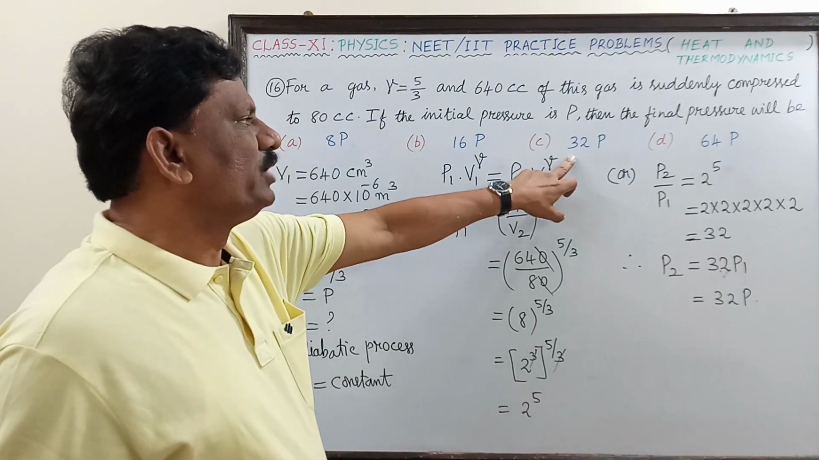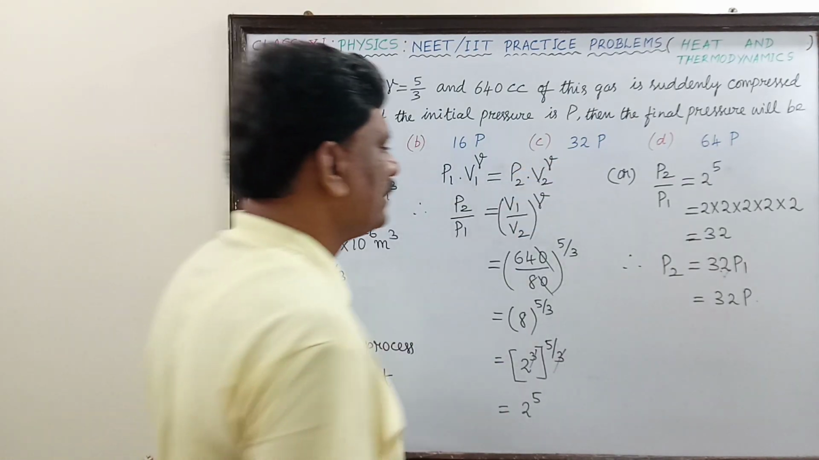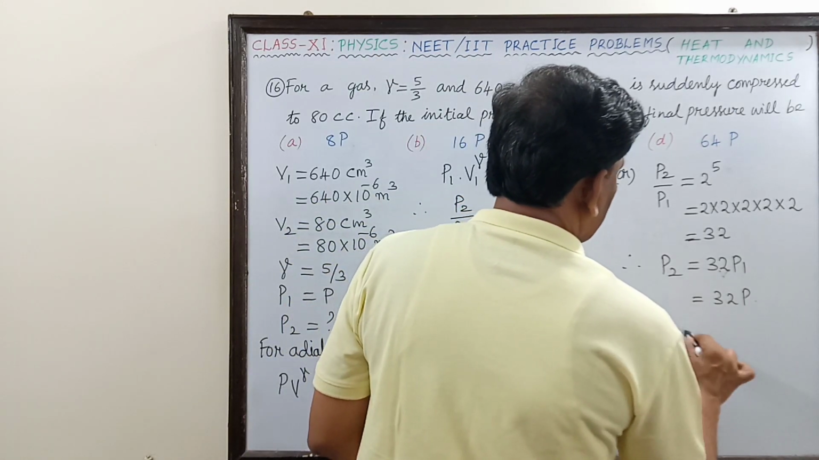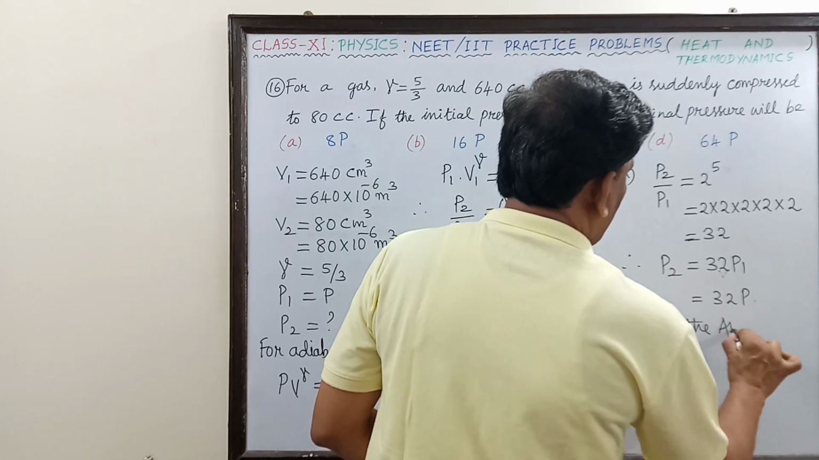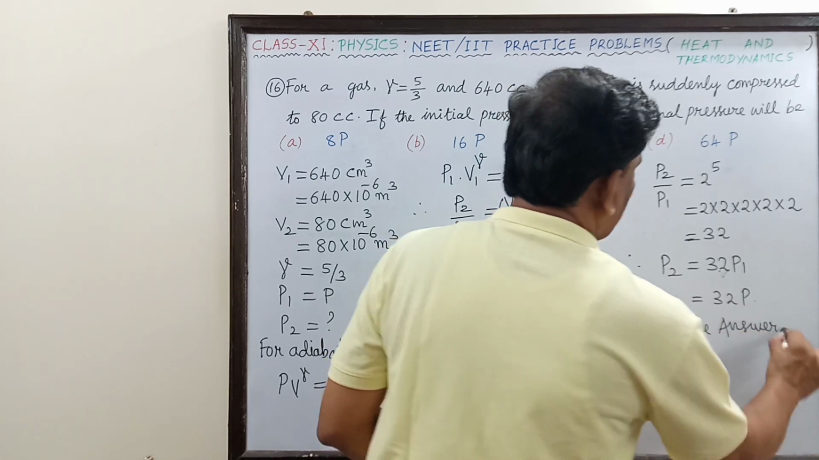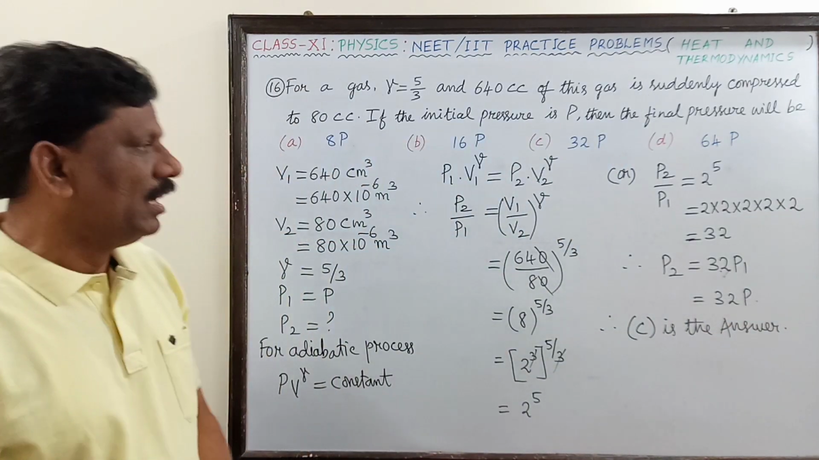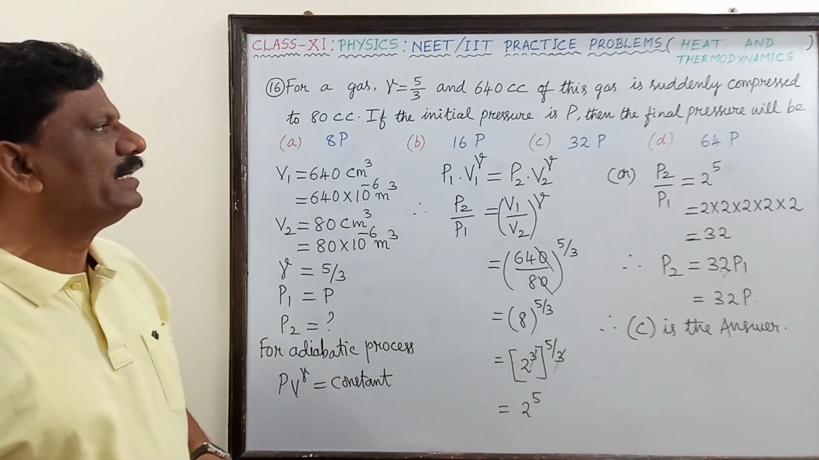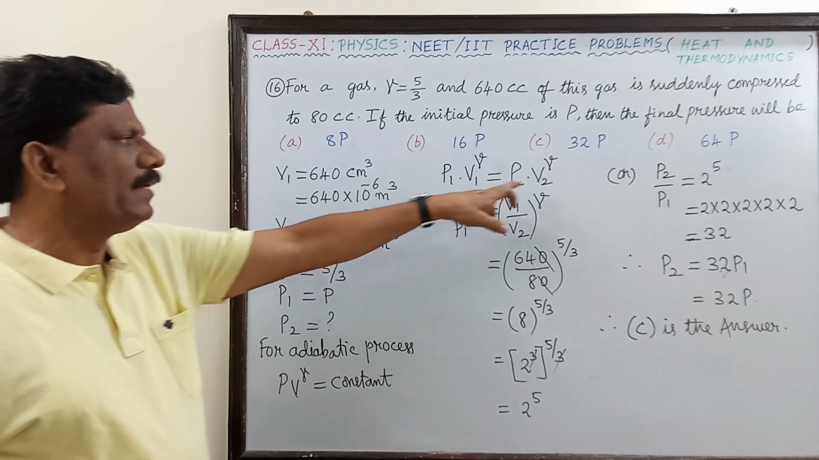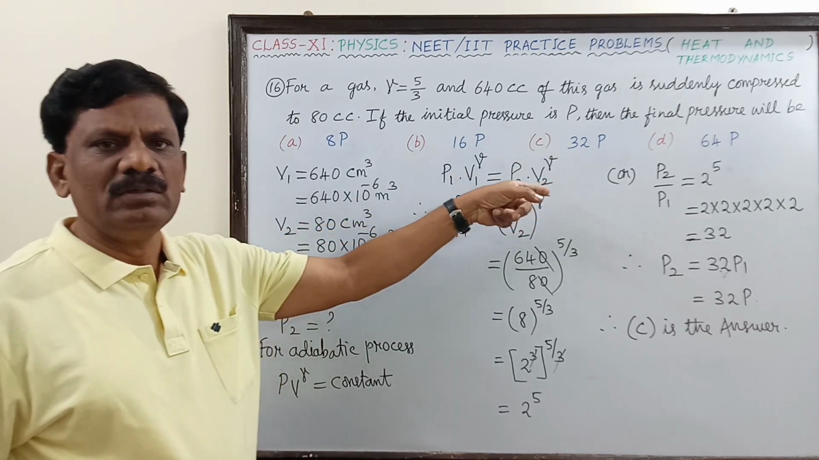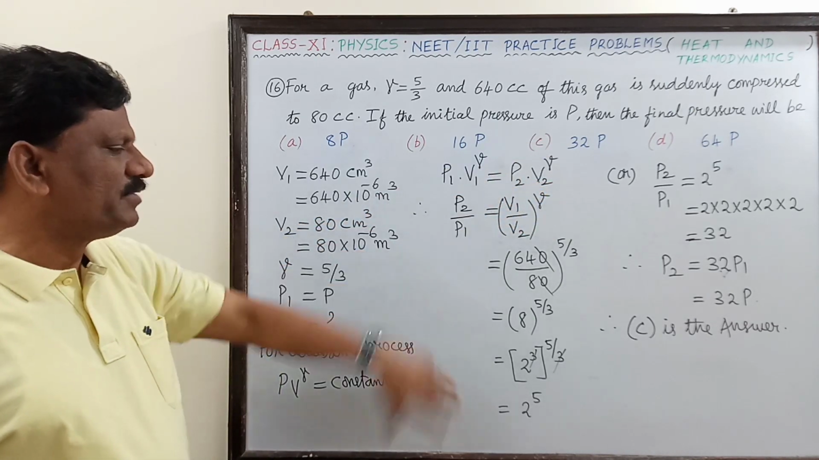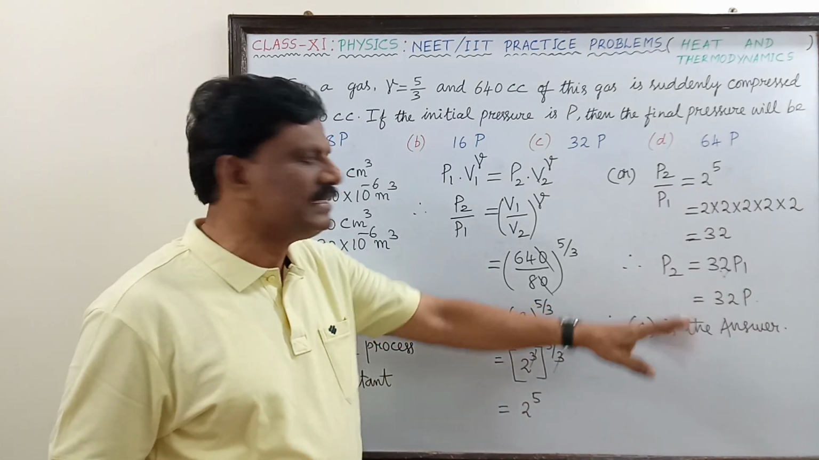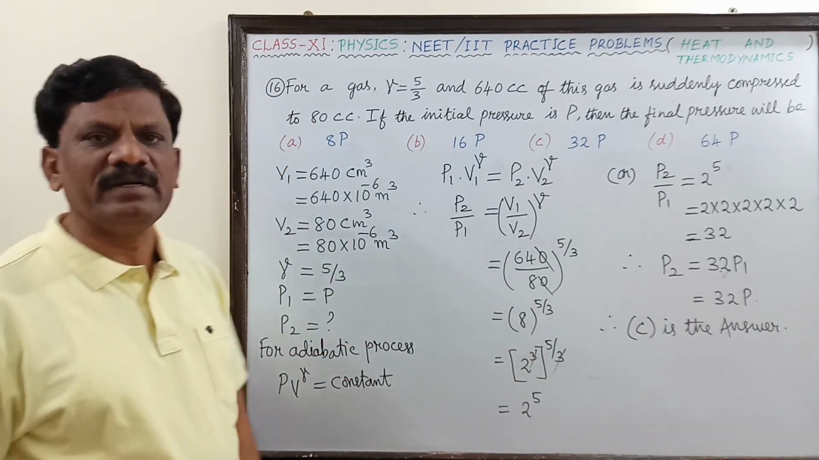So option C must be the correct answer. Therefore option C is the correct answer. So here first you should understand the process is adiabatic and the appropriate equation of state you have to choose, and you have to substitute the values correctly. So we get the answer option C, which is the correct answer. I hope you must have understood well. Fine.